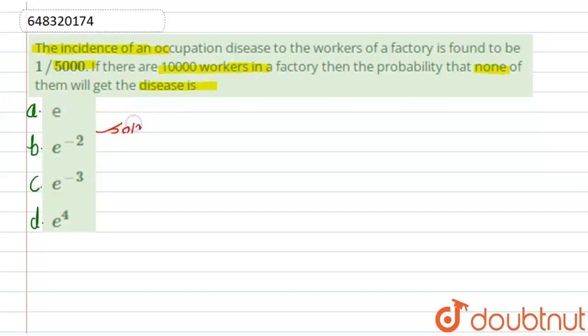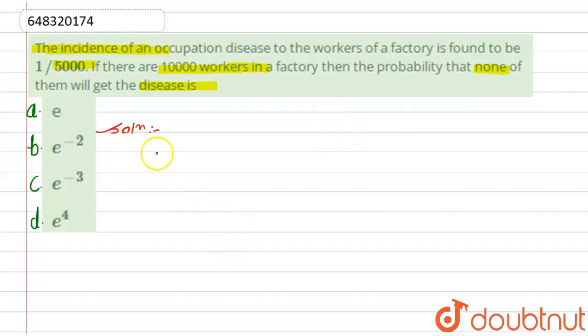So simply, what is given in the question is that the incidence of an occupational disease to the workers of a factory is found to be 1 upon 5,000. Now, the total number of workers in the factory is 10,000. So what we have to find? We have to find the probability that none of them will get the disease.